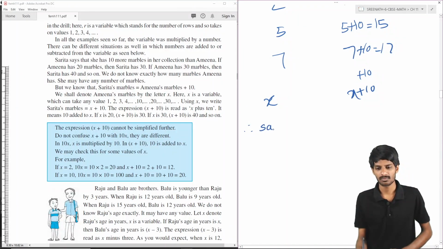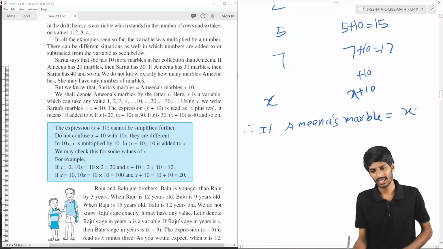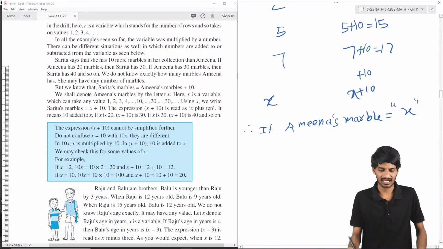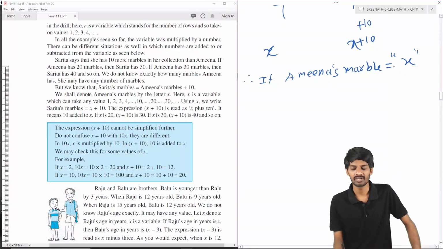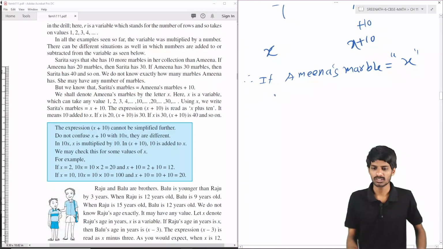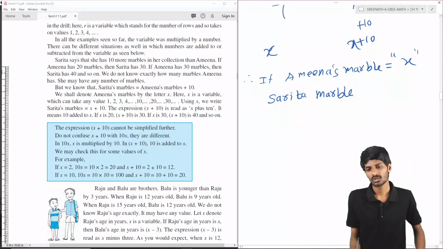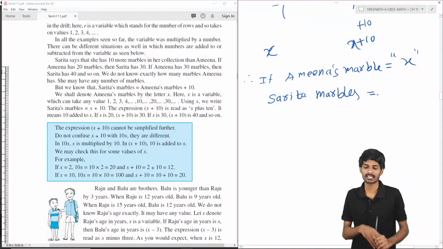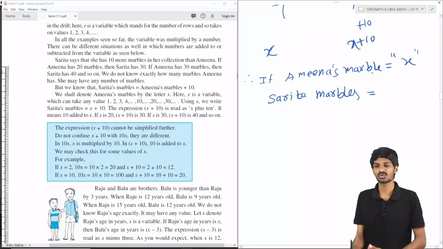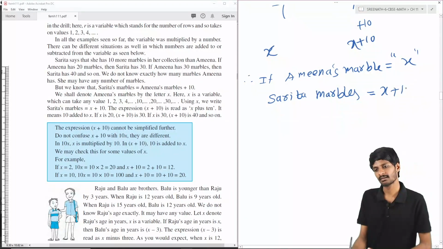So Sarita's marbles. If Amina's marbles are equal to x, so we are assuming, we don't know the correct value, but we are assuming with the variable letter x. Then Sarita's marbles: whatever Sarita has is 10 extra than Amina. So Sarita has x plus 10. That is Sarita's marbles, friends.